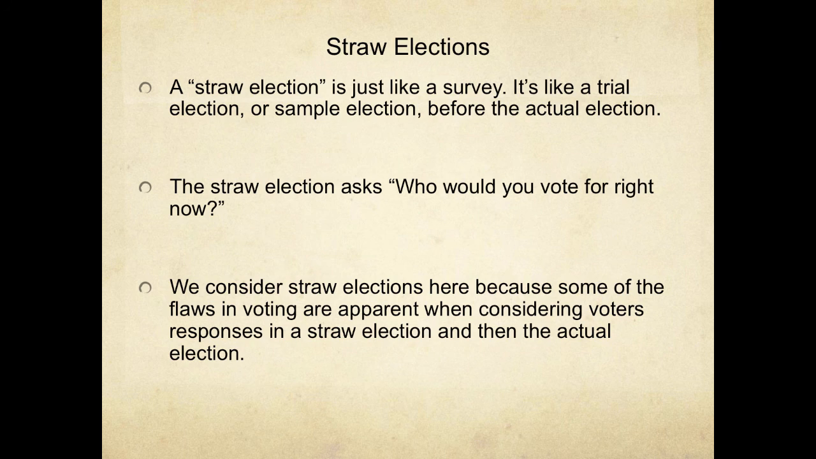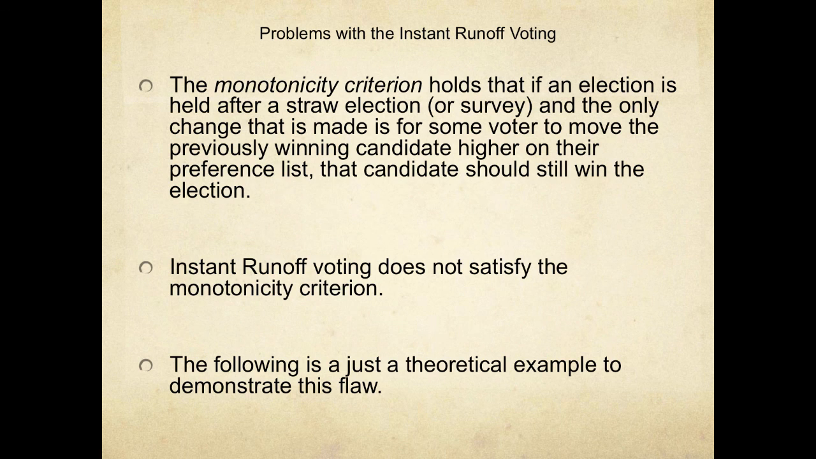We consider straw elections here because some of the flaws in voting are apparent when you consider the voters' responses in the straw election and then the actual election. So the monotonicity criterion holds that if there's an election held after the straw election or the survey, and the only change that is made is for some voter to move the previously winning candidate higher on their preference list, that candidate should still win the election. And it's the instant runoff method of voting that doesn't satisfy this monotonicity criterion.